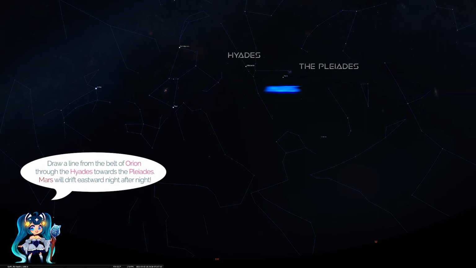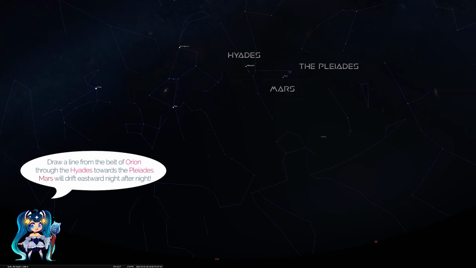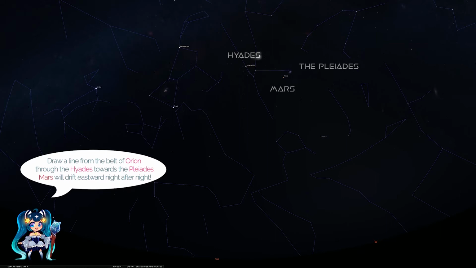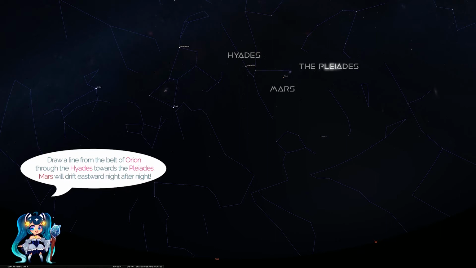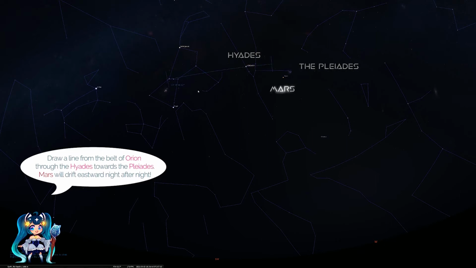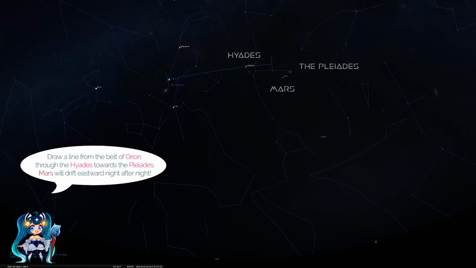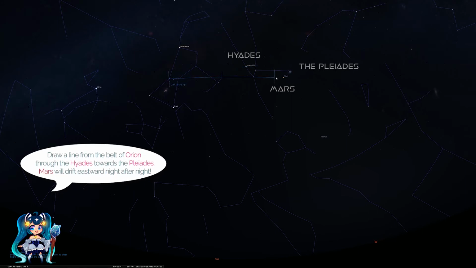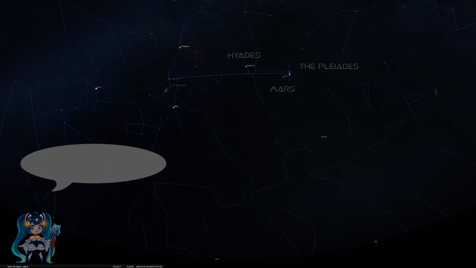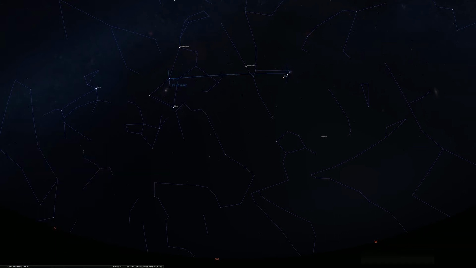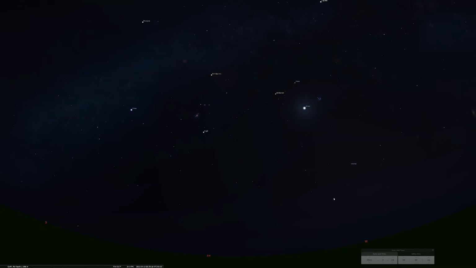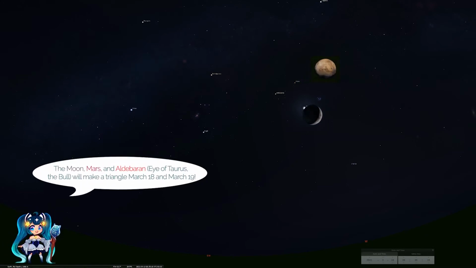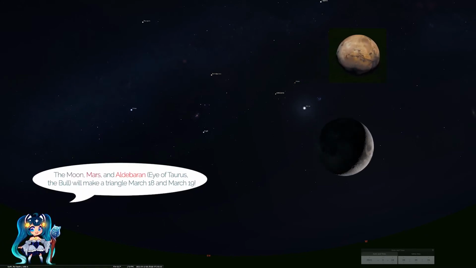Now, it's easy to find Mars if you use the constellation Orion. The three stars of Orion's belt, draw a line right through them and you'll end up right near the Pleiades, and you will see the planet Mars, and of course it will be drifting. It will be drifting through the sky throughout the entire month. The planet Mars will be joined by the moon in a waxing crescent phase.